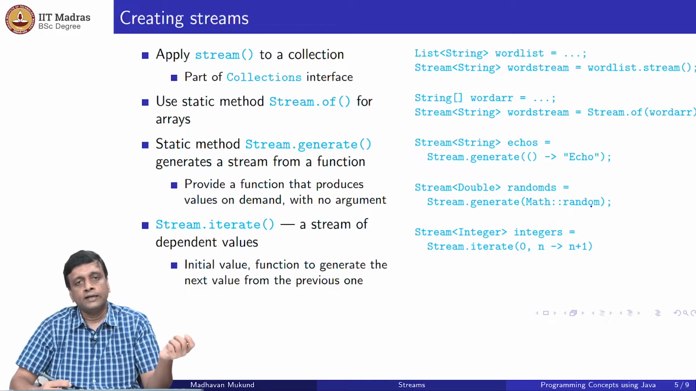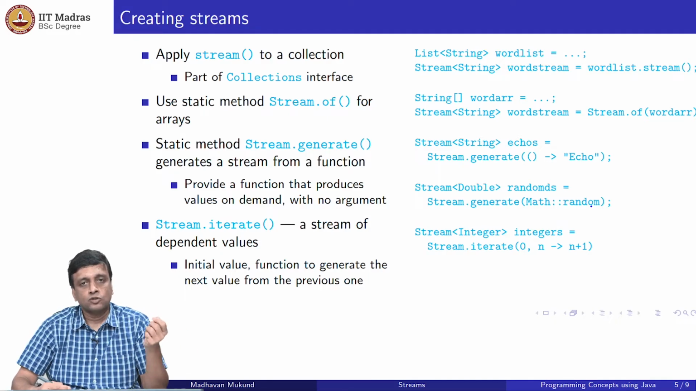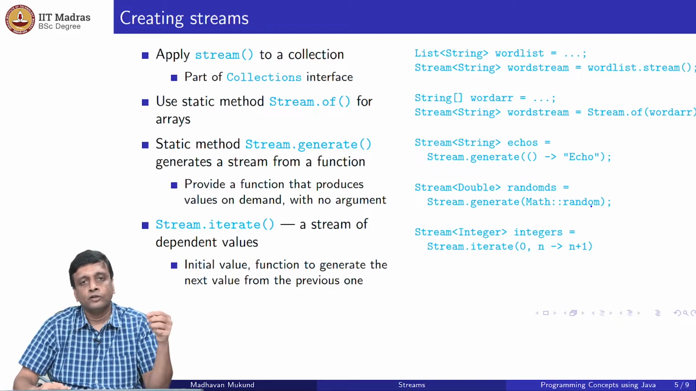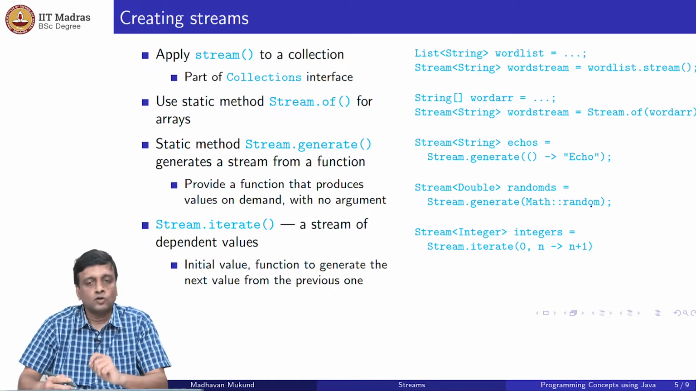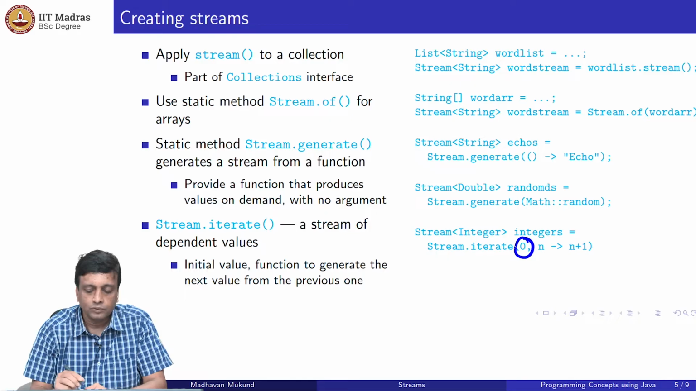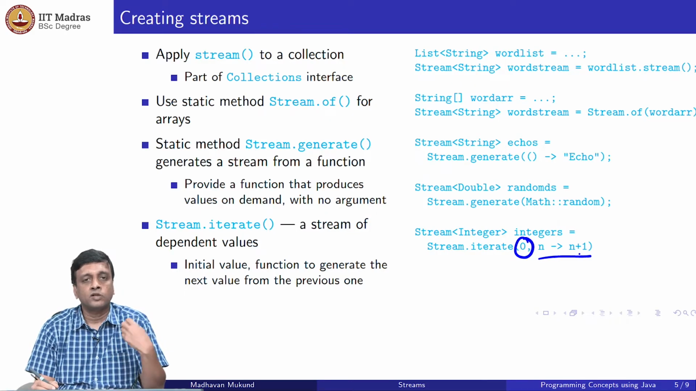Now, the other way that you might want to generate a stream is to start with a value and then keep producing new values which depend on the previous value. A simple example would be just a kind of iterating sequence like 0, 1, 2, 3, right. So, therefore, this is called iterate. So, you start with an initial value and you provide a function which says given the previous value, what is the next value, right. So, if I start with 0, then the next value is 0 plus 1, because n will be 0 and the output will be 0 plus 1.